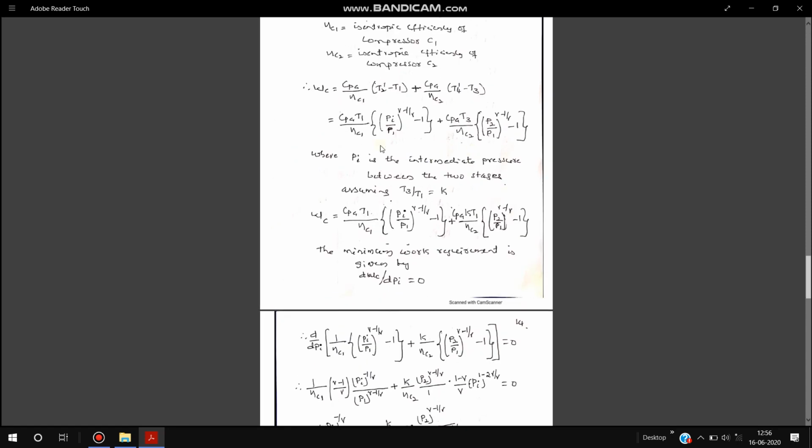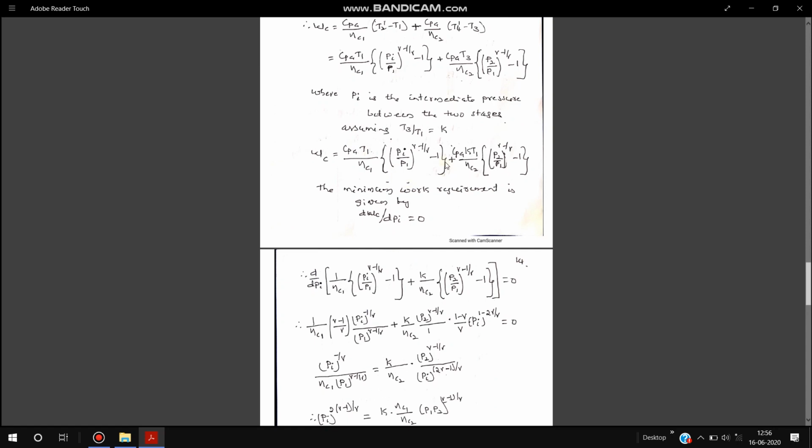Now, differentiating for minimum work, let us assume that T3 is not equal to T1 and it is an imperfect cooling. So therefore T3 by T1 equal to K. Assuming T3 by T1 equal to K, we will get WC equal to Cpa T1 by eta C1 (Pi by P1 raised to gamma minus 1 by gamma minus 1) plus Cpa K T1 by eta C2 (P2 by Pi raised to gamma minus 1 by gamma minus 1).